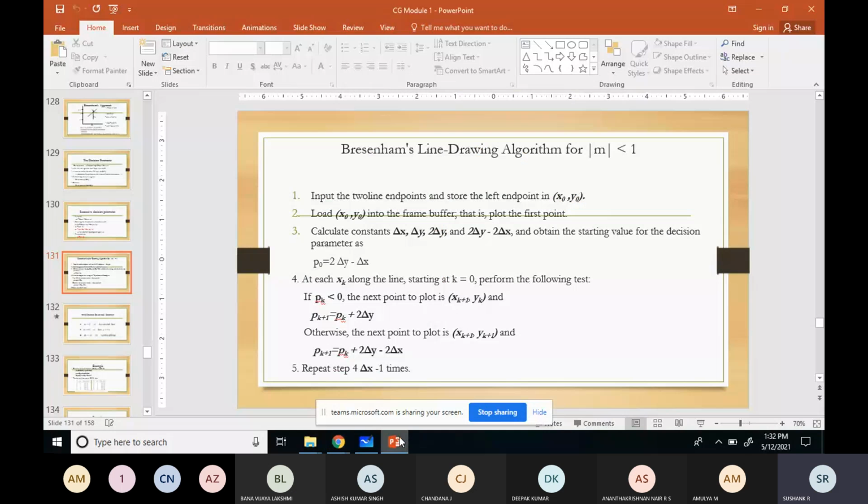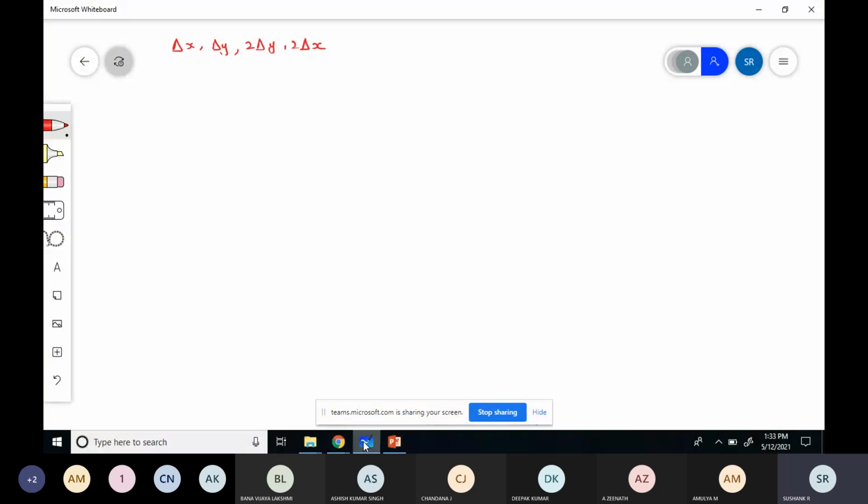Okay. So now the first thing is to calculate delta x, delta y, 2 times delta y, 2 times delta y minus delta x, and p naught. Then p(k+1) when it is less than 0, and p(k+1) when it is greater than 0, and repeat the process. So now we'll just oscillate between these two screens. So delta x, delta y, 2 times delta x we need to calculate.